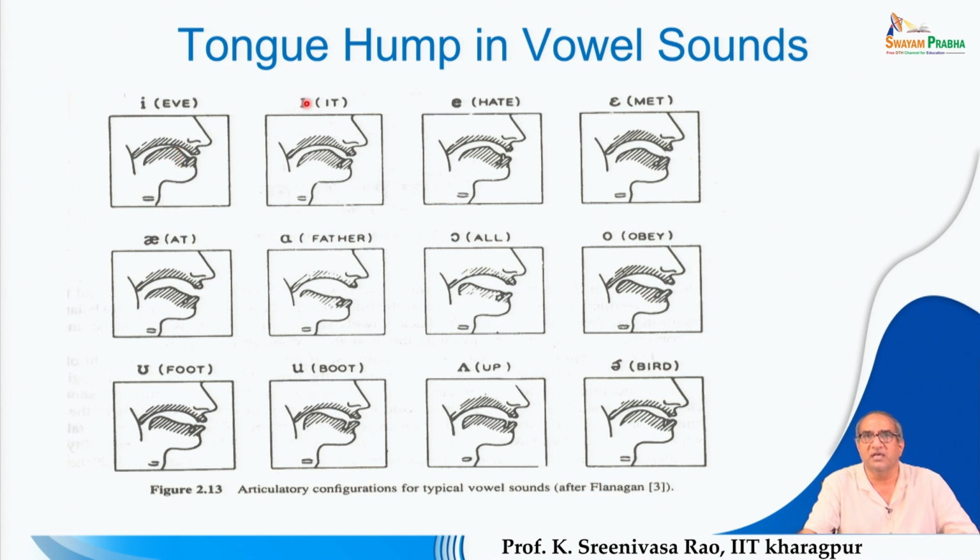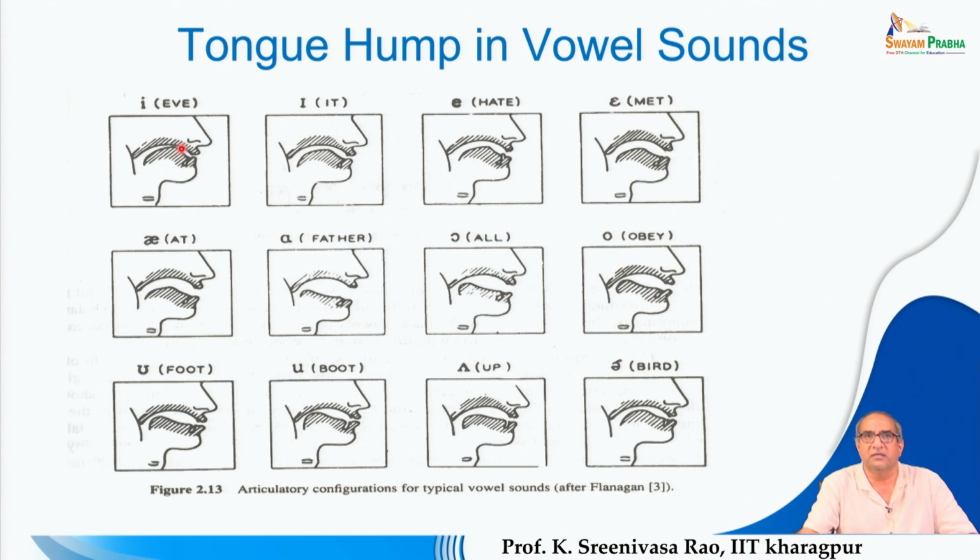This is a long E, this is the A in hate, this is the A in met, and this is the O in father, a long vowel. Here you can see the tongue hump, and the oral cavity is very widely open. It is observed for A, whereas in case of E you can see that the oral cavity is almost very narrow, because the tongue hump is raised at the frontal position.